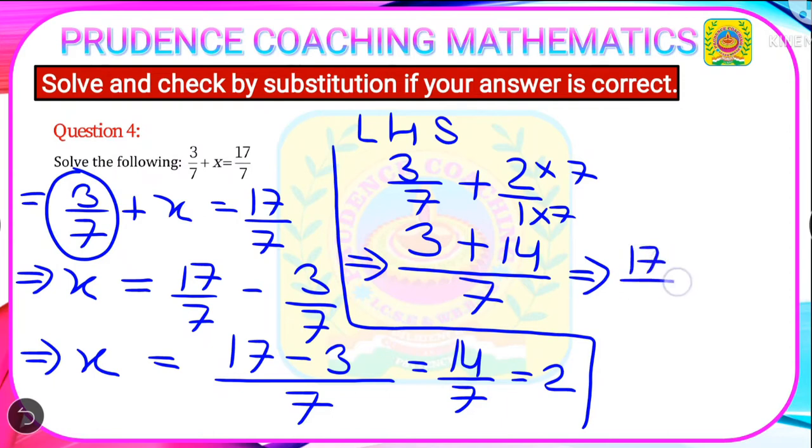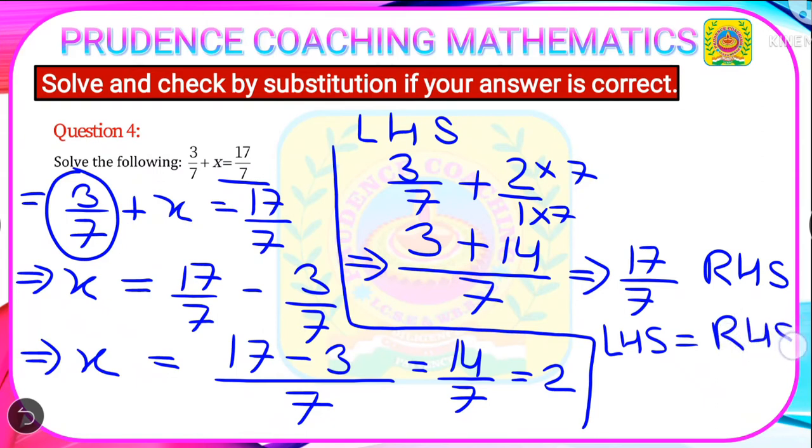3 plus 14 is 17. 17 by 7 equals RHS, that is, right hand side. As you can see, we have 17 by 7. So as you can see here, LHS is equal to RHS. So we will write LHS equals to RHS, and within the bracket we will write checked. Now let us move on to the next one.